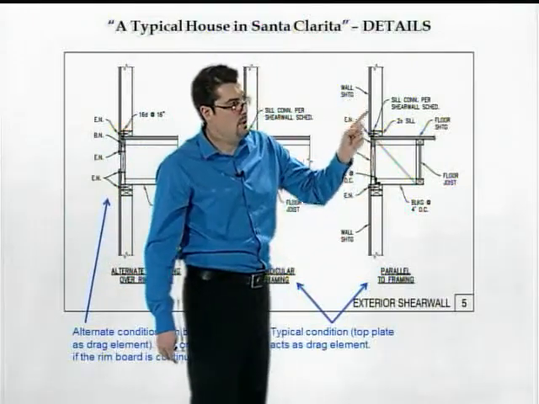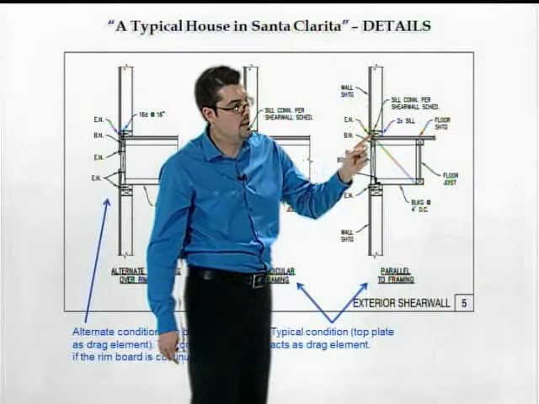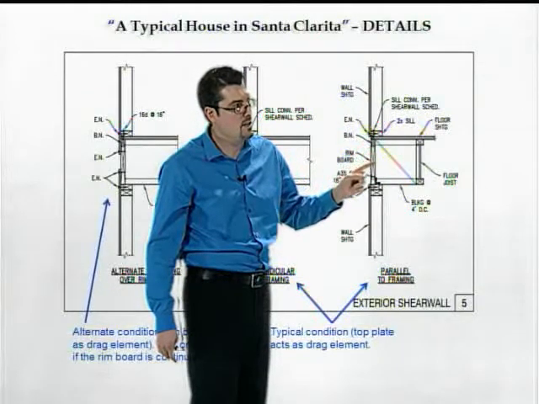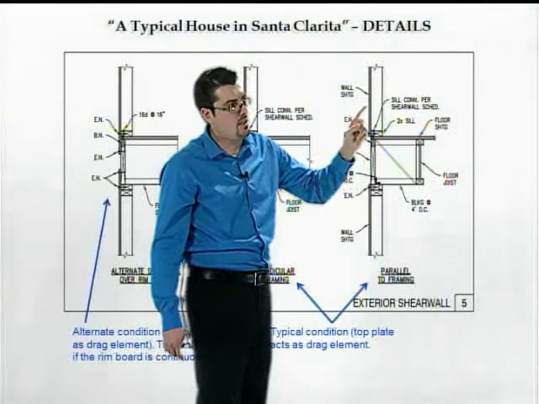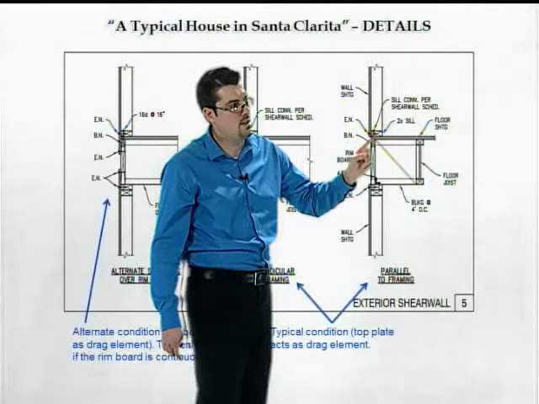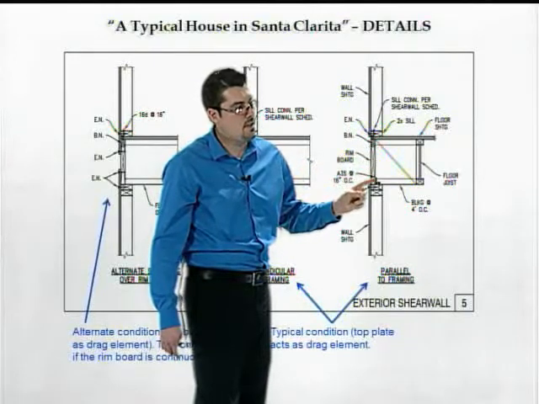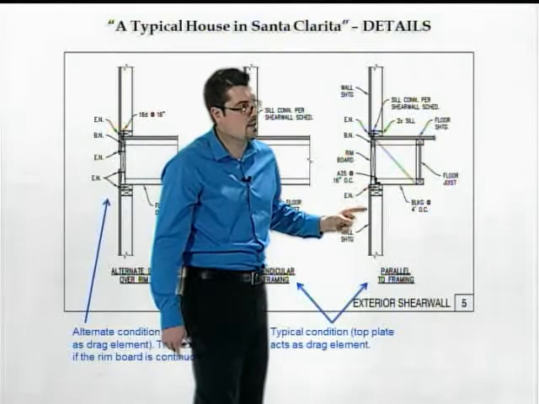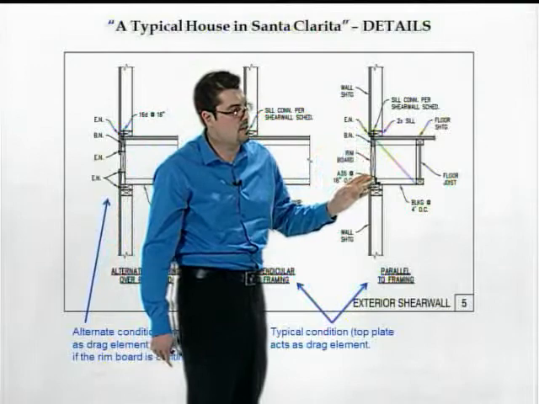I've got shear in the plywood, which comes down and transfers through this edge nailing into that block. Then I've got nailing from the block through the floor and into this rim board. So all the shear from the second floor shear wall and the second floor diaphragm goes into that rim board. Then I have these metal clips to transfer that force down to this plate, through this nailing, and into that shear wall. So you can see the complete chain.